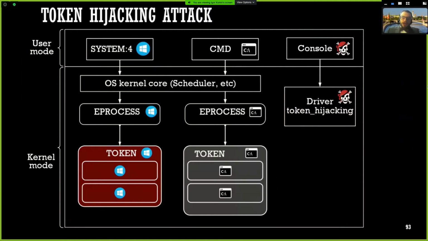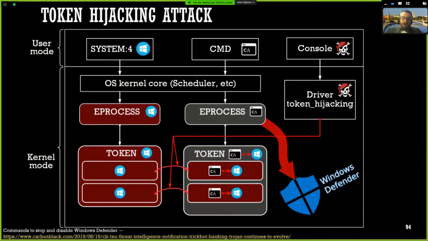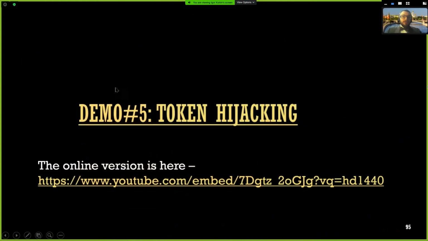Let's see this idea. Here is the scenario of the demo with token hijacking. The attacker will start the CMD and his application, which allows the driver to escalate privileges. Then, the attacker will check that the privileges have been escalated by trying to disable Windows Defender. The commands to disable Windows Defender are borrowed from a banking Trojan called TrickBot. Let's have a look.